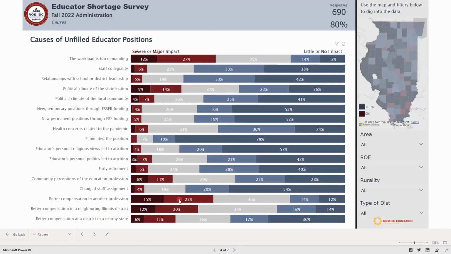38% of superintendents said better compensation in another profession. 32% said better compensation in a neighboring Illinois district, compared to 89% saying eliminating the position did not cause a shortage, or 74% said changing staff assignments.